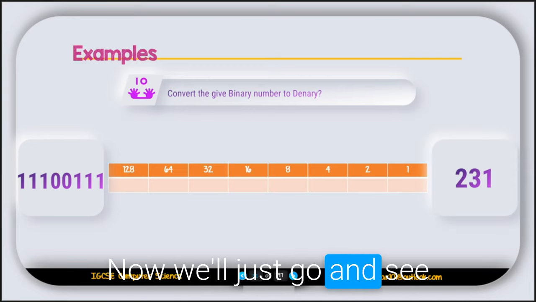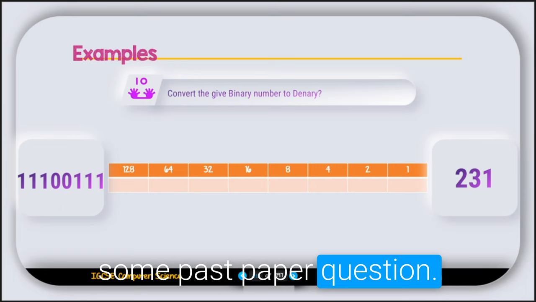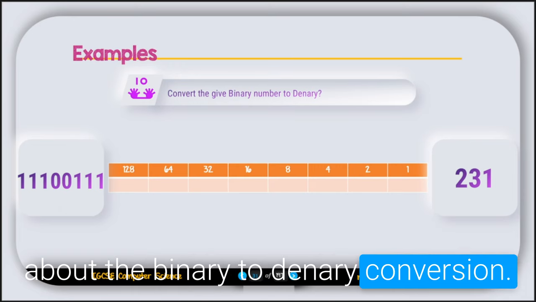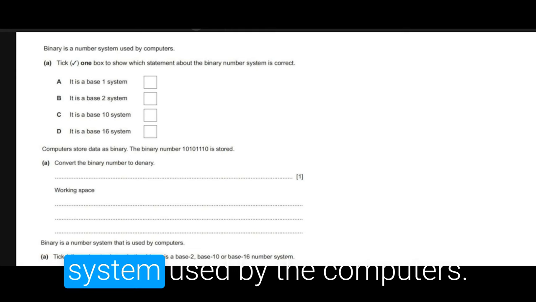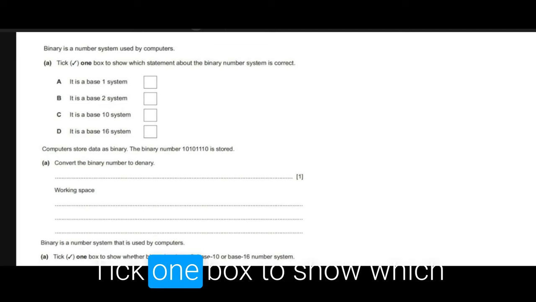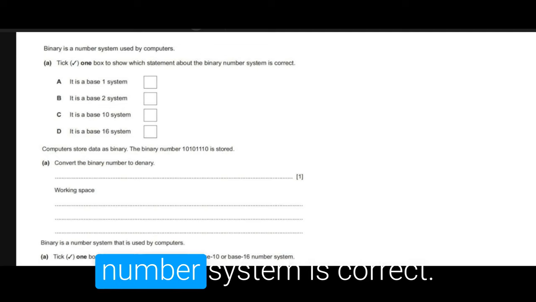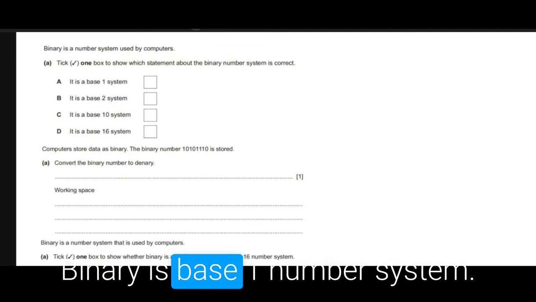Now we'll go and see some past paper questions about binary to Denary conversion. So the first question is, binary is a number system used by computers. Tick one box to show which statement about the binary number system is correct. Binary is a base one number system.